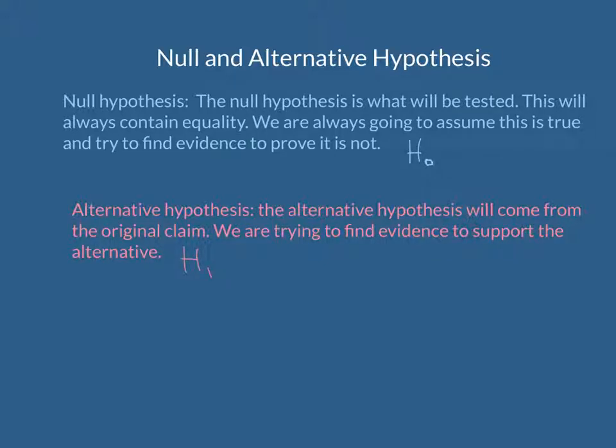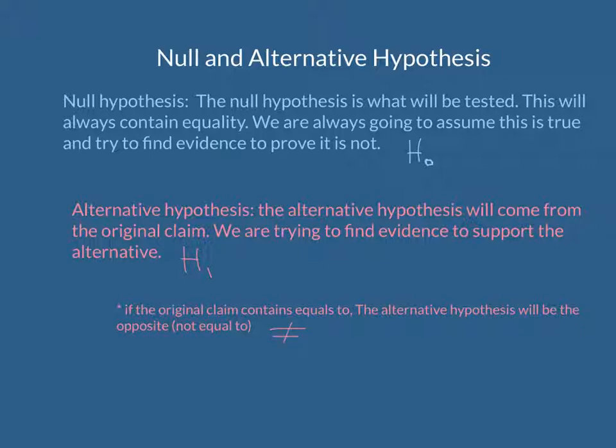Now there are some important things to know about the alternative hypothesis. Let's go over those. If the original claim contains equals to, the alternative hypothesis will be the opposite. So the alternative would have a not equals to, because it has to be the opposite of the null, and the null always contains equality. So the null always has to have an equals to.